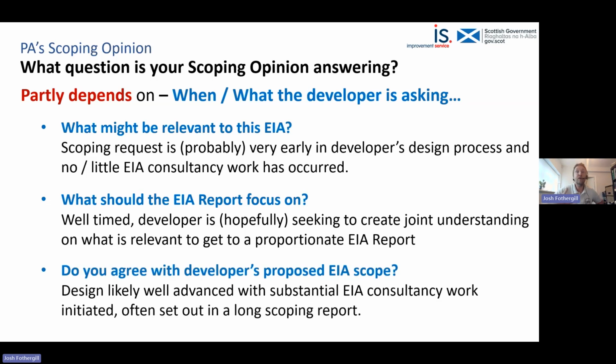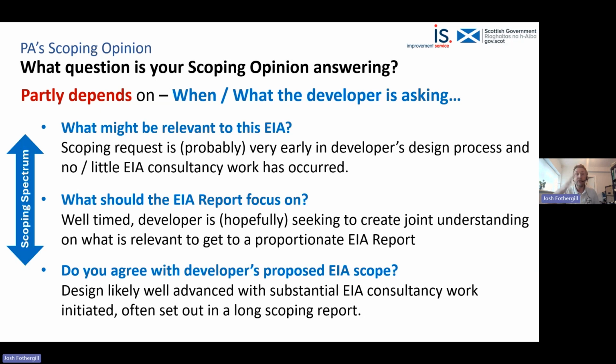Or finally, they could be far, far more advanced, and they could have really locked into what the final design is. And what they could be trying to do is really confirm, this is what we're planning to do. This is the work we've already done. Do you agree that there's nothing missing, so that when we get to the EIA report, we're both on pretty good terms in terms of common understanding of what should be there? This means you're probably going to get a very long scoping report, and it can be a little bit more challenging to keep that focus of this is the planning authority's scoping opinion, rather than just simply going, we agree with what has been presented by the developers.